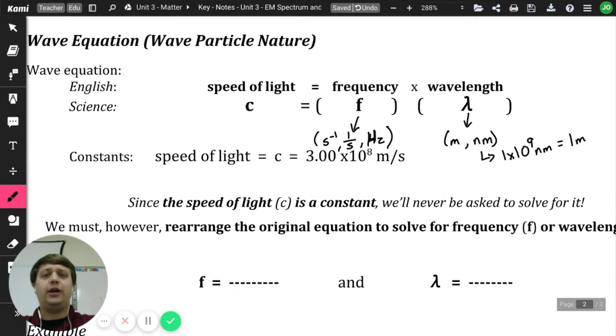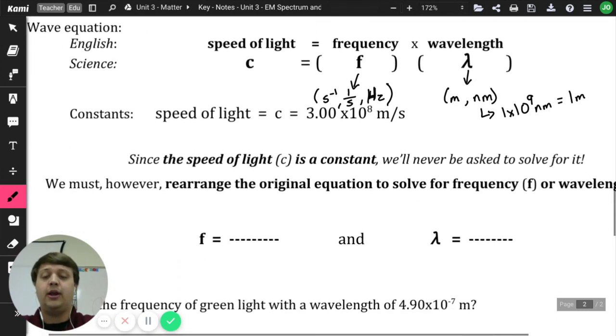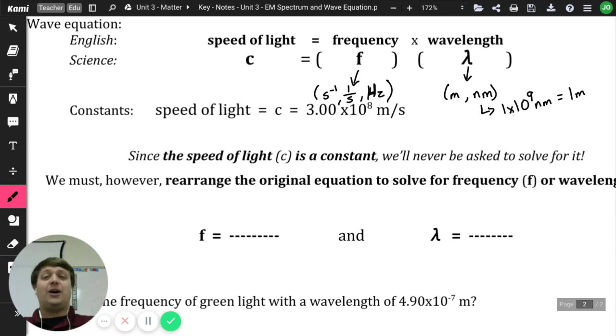So how do I use this equation? Well, it is a simple plug in your numbers and solve equation. Now, speed of light is a constant. It is always 3.00 times 10 to the 8th meters per second. Since it's always a constant, you will never be asked to solve for it. Why? Because it doesn't need to be solved for. We already know it is always 3.00 times 10 to the 8th.